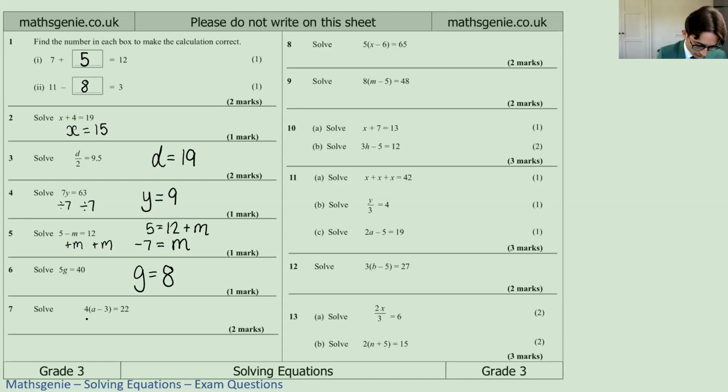Here, a little bit of expansion to do. 4a minus 12 is equal to 22. Add 12 to both sides. 4a equals 34. And then we're going to do 34 divided by 4. So half it and half it again.